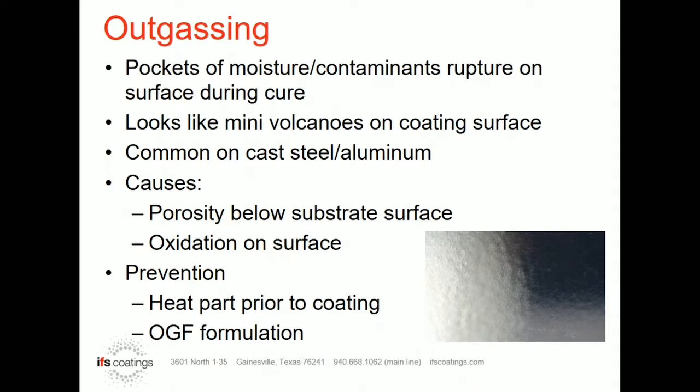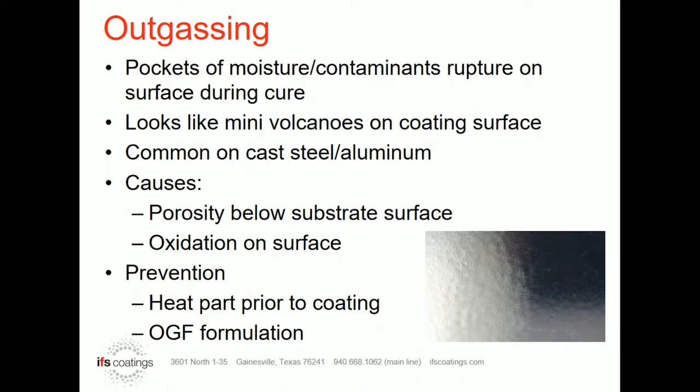So what is it? Well, during the curing process, little pockets of moisture or contaminants rupture on the surface of the substrate and work their way through the baking coating. Cast steel or aluminum contain tiny pockets of moisture. So during the bake, those pockets literally rupture and outgas. The result looks like little volcanoes or something like that on the surface of the powder coating. The most common reason for this is something is happening with the surface of the substrate before coating.